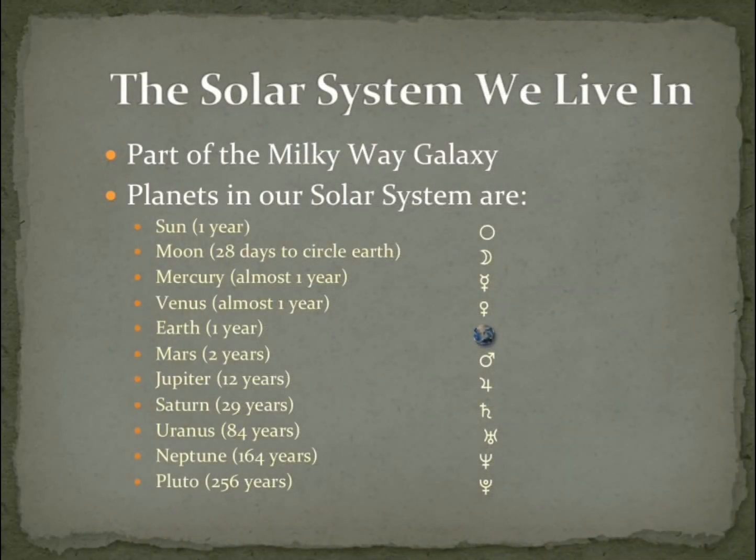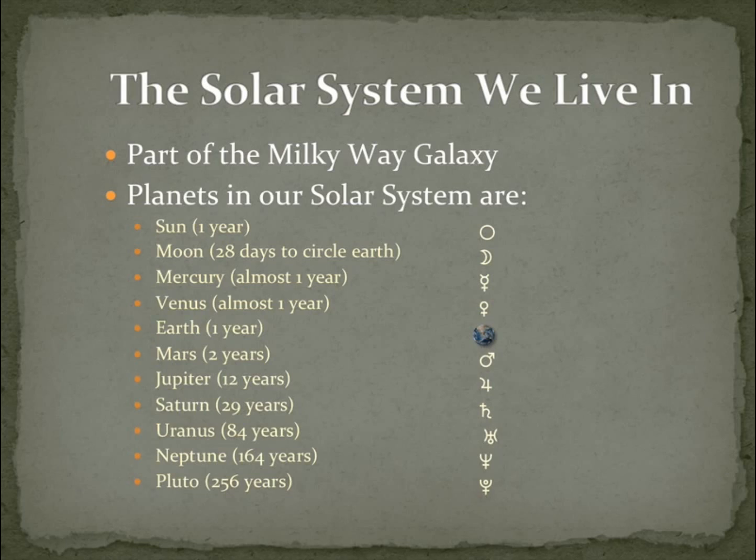Our solar system is part of the Milky Way galaxy, which has millions of solar systems. Our solar system, with planet Earth at the center, has 10 known planets. In astrology, the sun and the moon are considered planets, but because of their level of importance, they're weighted more heavily in horoscope reading. The other 8 planets, in order of distance from the Earth, are Mercury, Venus, Mars, Jupiter, Saturn, Uranus, Neptune, and Pluto.